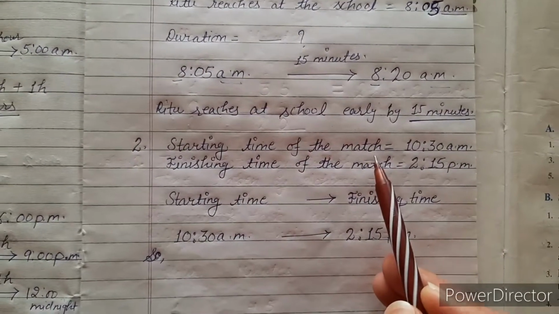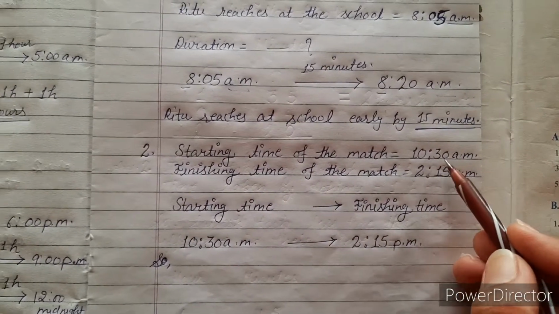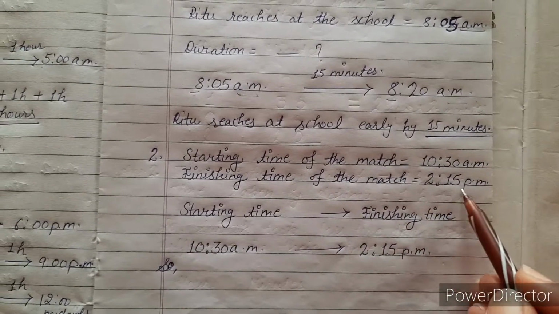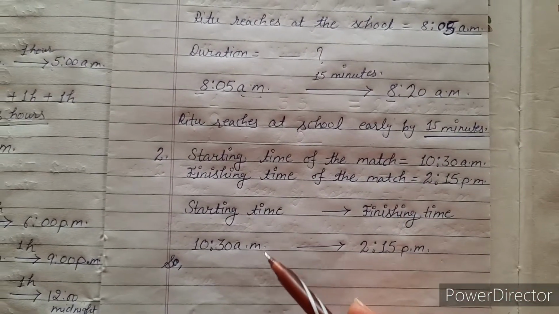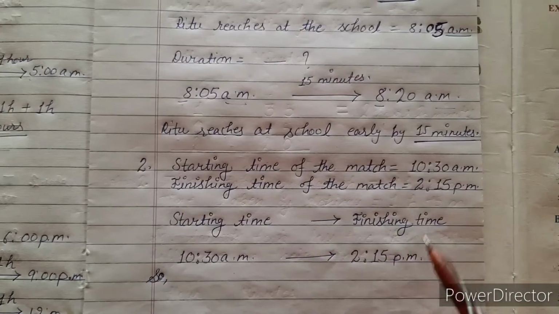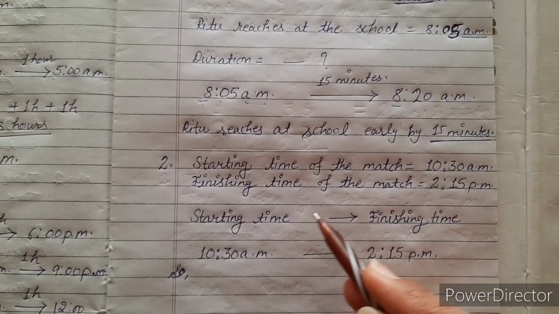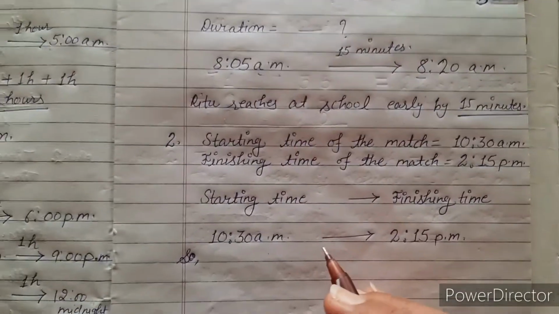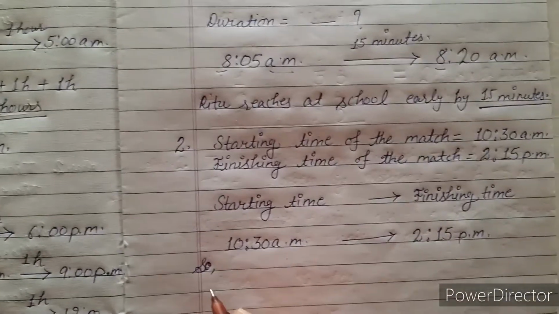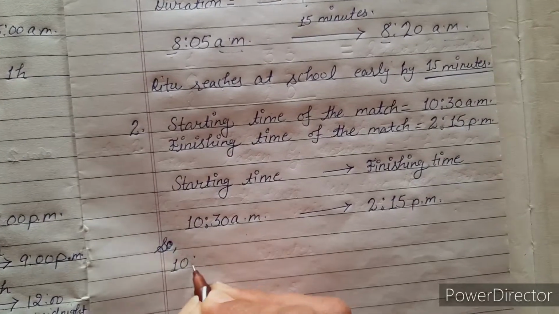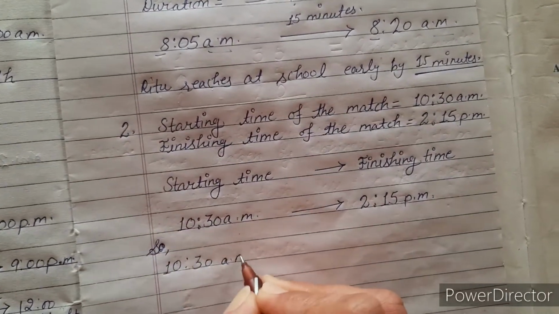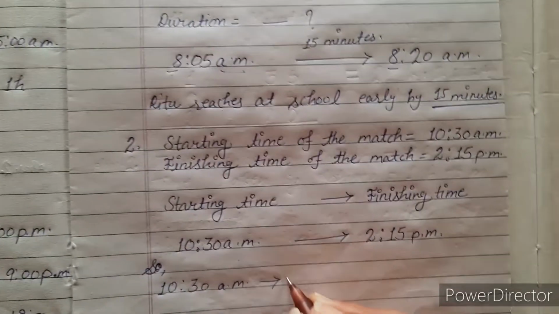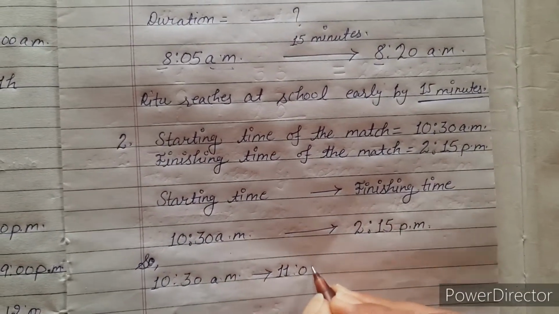Starting time of the match is 10:30 a.m. and finishing time of the match is 2:15 p.m. So we have to write down the starting time and finishing time, and find out the interval between these timings, meaning the duration. How to find out? So what we have to do? We will start counting the hours from here. This is 10:30 a.m. After 10:30, what can be the complete hour? Obviously, we have to move on with 11 o'clock.